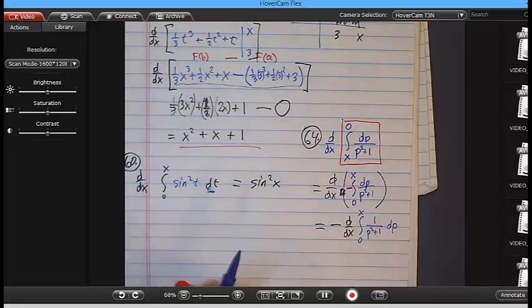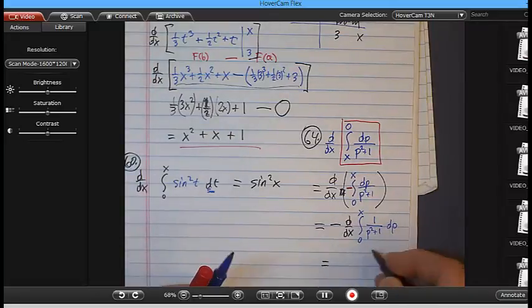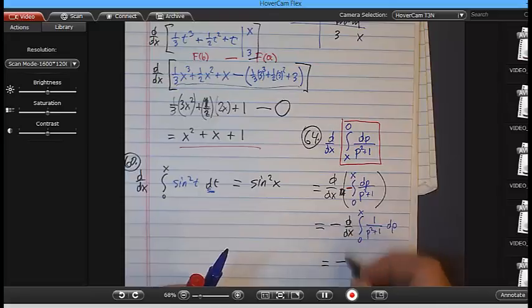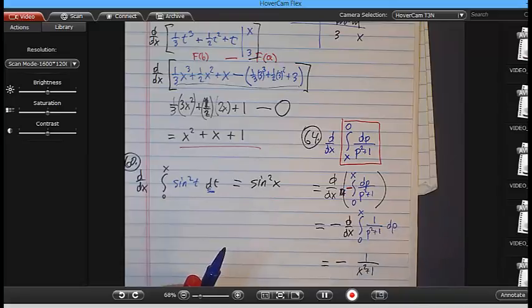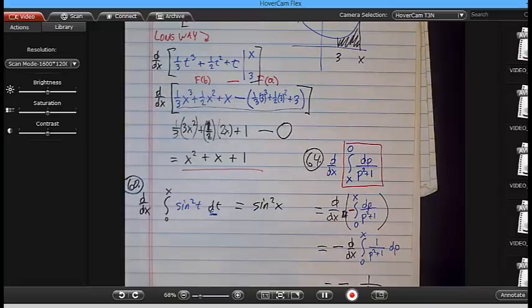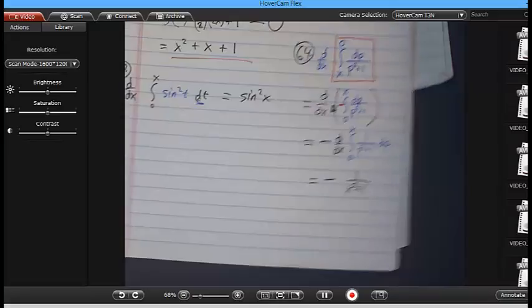So what's the derivative of this area function? Well, I keep the negative sign that I got from switching the order, and I get 1 over x squared plus 1. 1 over x squared plus 1. You guys with me? Okay. Moving on.